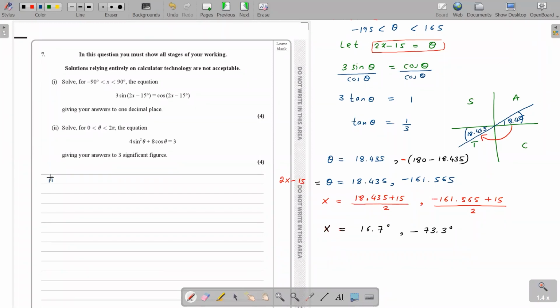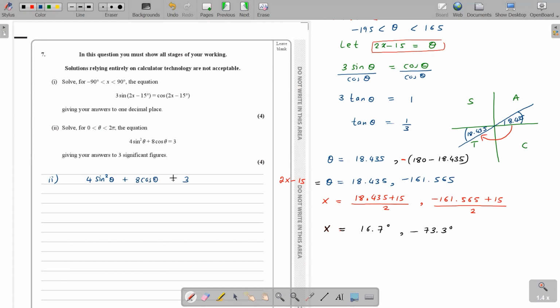Roman numeral 2. They say solve for theta between 0 to 2 pi. Now this time you can see here your theta is in what? It's in radians. Can you see? Theta is in radians. Now this time your answers must be in radian mode. They said here to solve 4 sine square theta plus 8 cos theta equals 3.